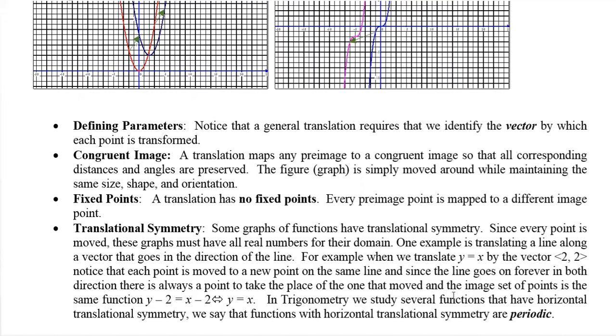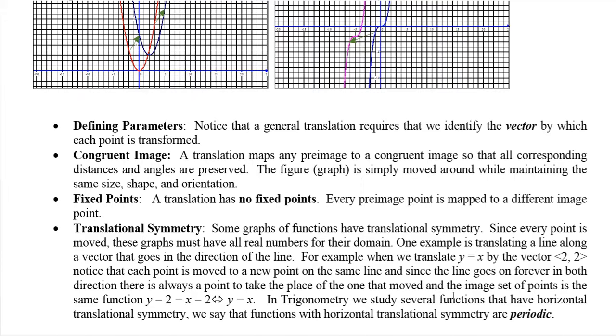The figure, a graph, for example, is simply moved around while maintaining the same size, shape, and orientation. So notice that a translation has no fixed point. Every pre-image point is mapped to a different image point. So no point individually stays the same in the pre-image and the image.